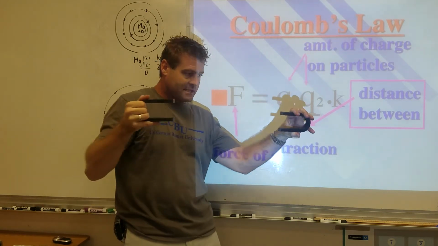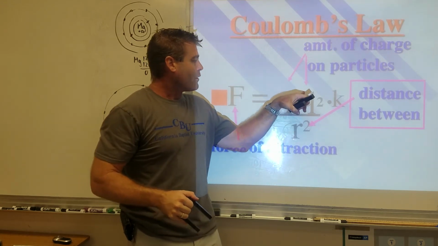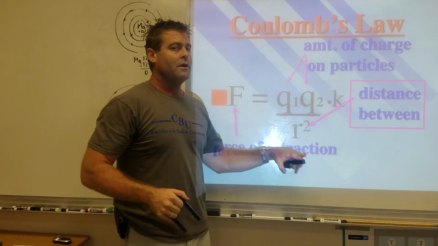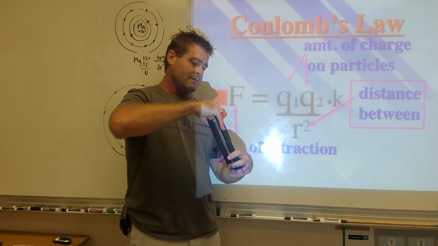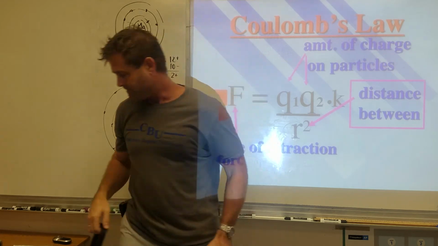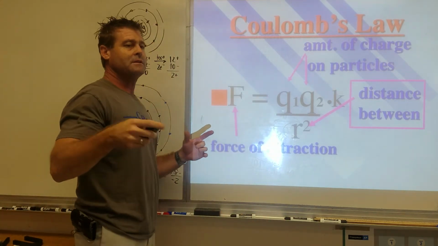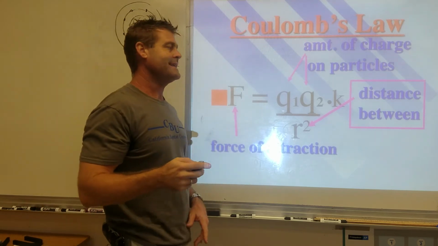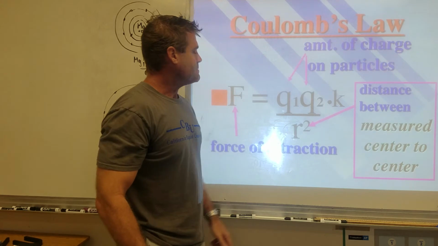But let's say the distance becomes smaller, so this number in the denominator becomes smaller. If I divide by a smaller number, won't the overall value end up being larger, and it's opposite, a greater force of attraction. So, you guys, we're going to relate that and help us to predict periodic trends, taking that into consideration. Oh, so that was the distance between, yeah.